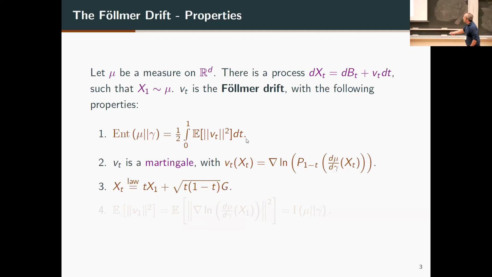You can see that the process X_t actually has the law of a Brownian bridge, at least when you condition on the endpoint x1, right? Which again explains why entropy only depends on the endpoints. And it has tons of other nice properties. For example, if you just integrate it at time one and not along the entire path, you get the Fisher information. So you can also use it for many other things. But for now, I'll only care about the first two things and just the fact that it's a martingale. Okay, those are the only two properties I need.